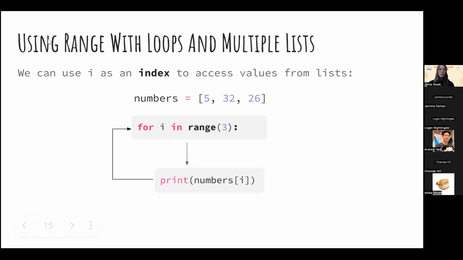Okay. We can also use range with loops and multiple lists. If we wanted to use i as an index to access values from lists, we could use for i in range 3 and then print numbers at index i. That would iterate over all the numbers in this list, because there are only 3 numbers and we're going over range 3. We'll print the number at index 0 first. In the next loop, it will print the number at index 1. And in the next loop, it will print the number at index 2.